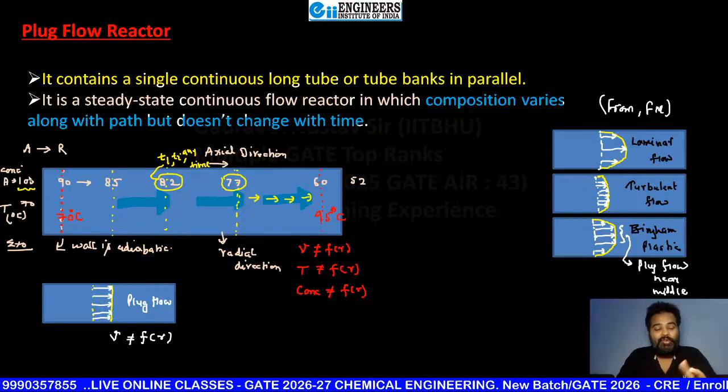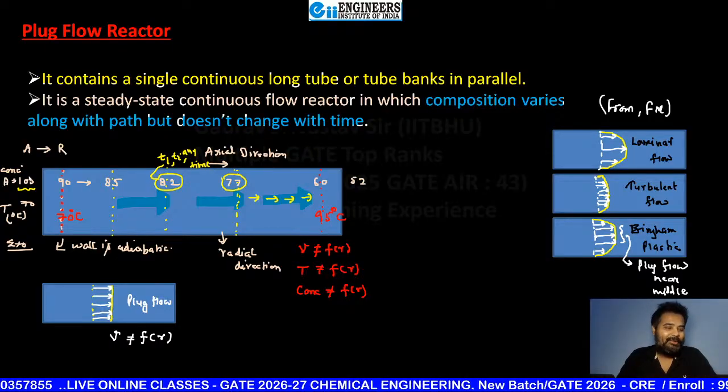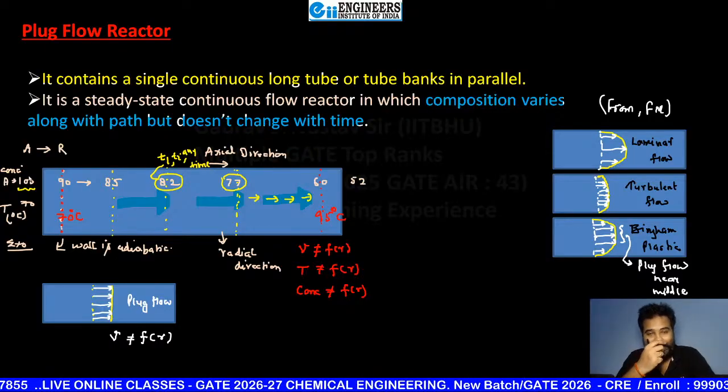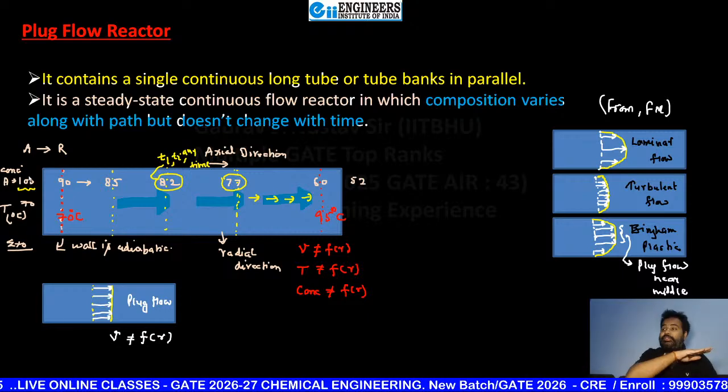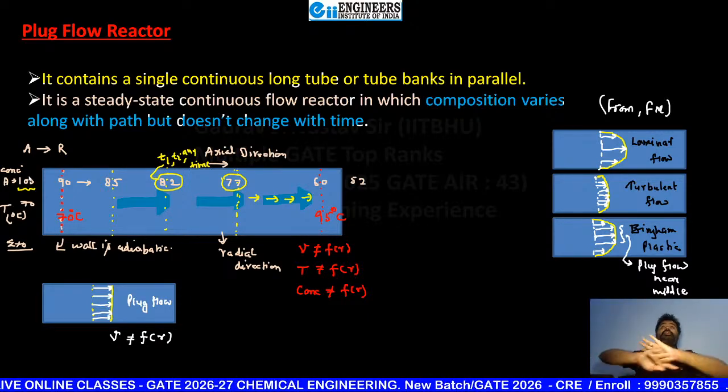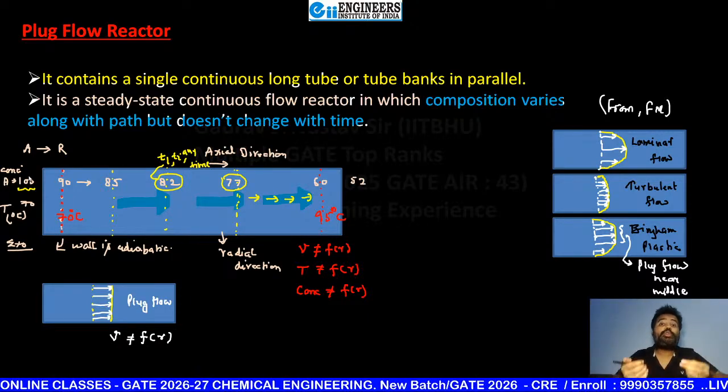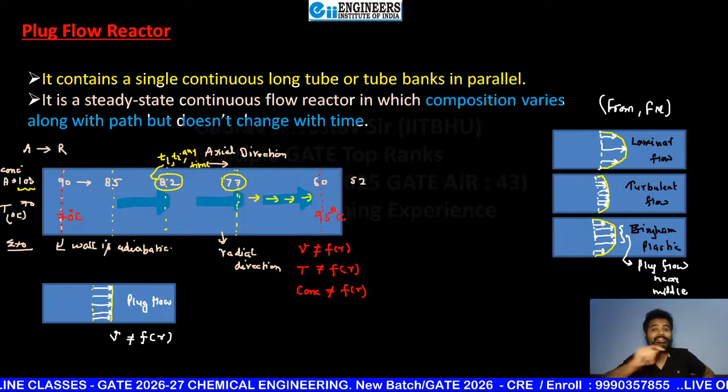Axial mixing is zero or infinite? Everyone correct, everyone correct. It's zero, because if they are going to mix axially also, then the complete PFR will be uniform, and clearly you can see this is not uniform.